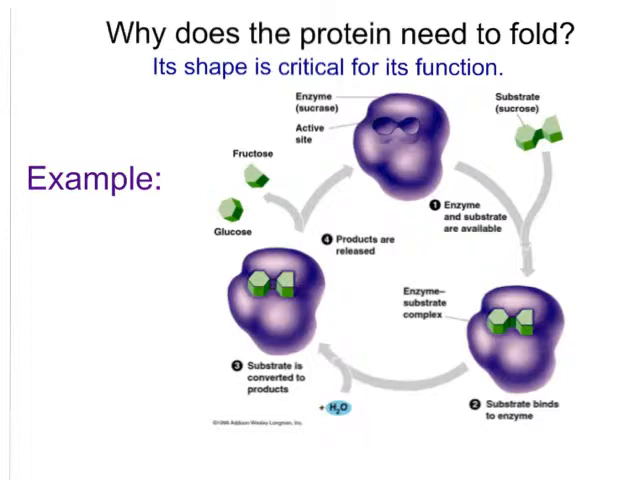So why do proteins need to fold? It's critical for proteins to fold in order for them to be the very specific shape that they need to be to carry out their work and their function. Here's an example of an enzyme called sucrase, and it is responsible for helping sucrose break down into fructose and glucose. What I would like for you to note is how sucrose basically fits like a lock and key into this enzyme. If this enzyme were not folded into its very specific shape, it would not be able to facilitate this function of breaking that sucrose down. So each protein folds into a very specific shape to allow its very specific job to be carried out.